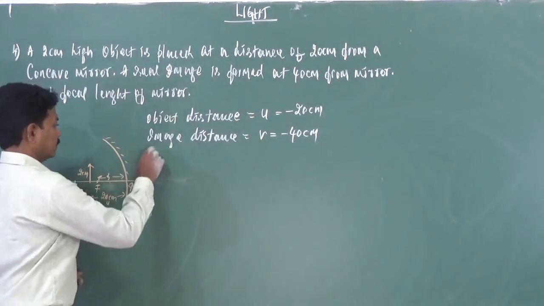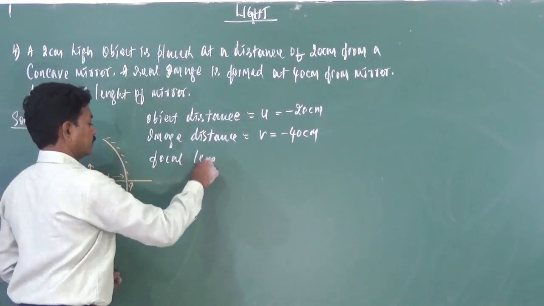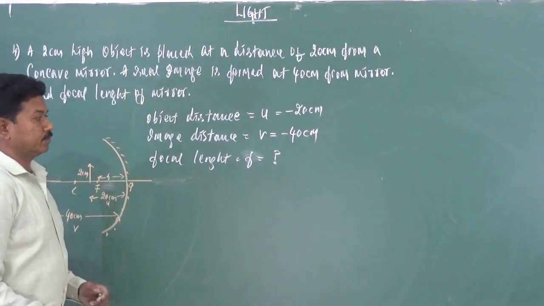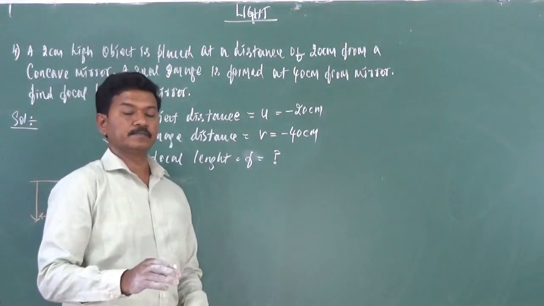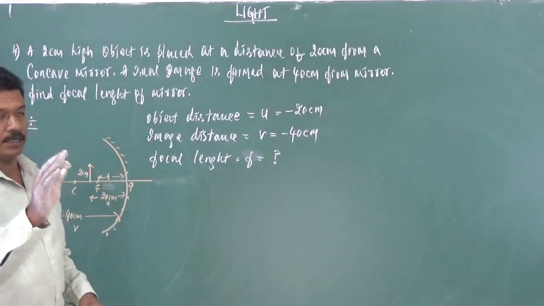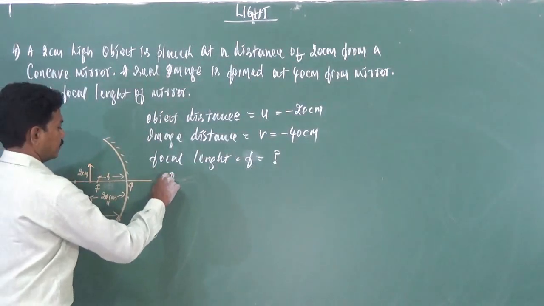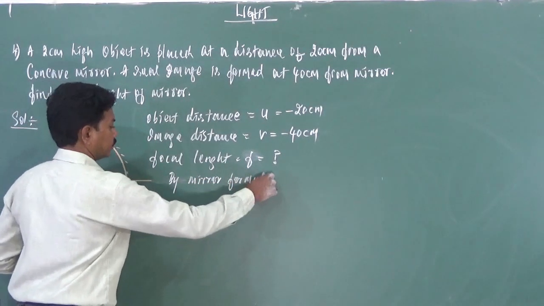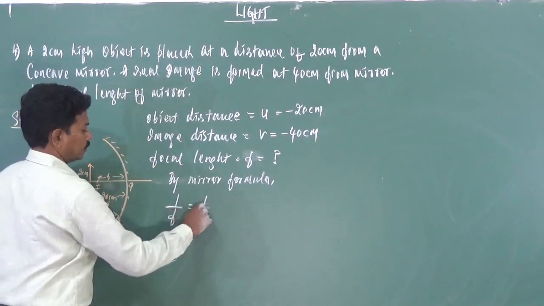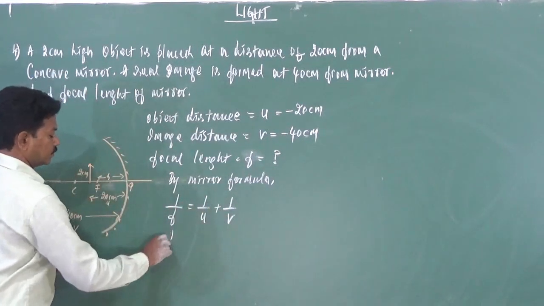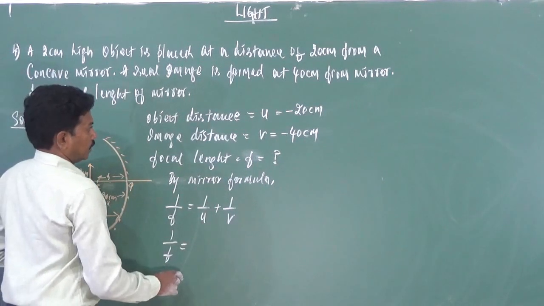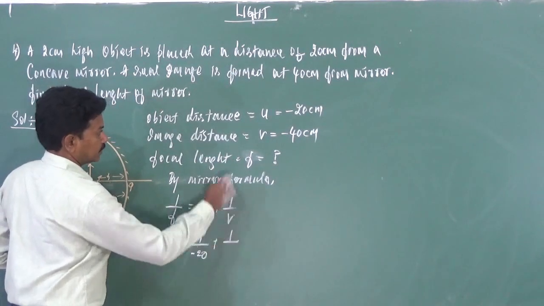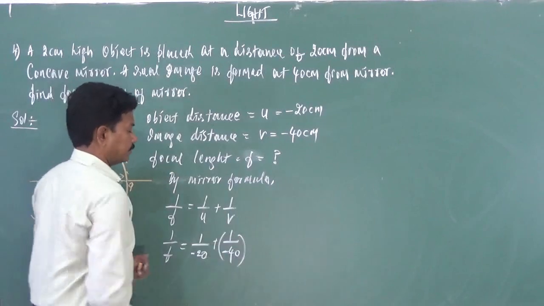So I will find the focal length. F is equal to question mark. So to my consideration, as this is a concave mirror, the focal length should be negative. The value should be 100% negative. So let's see. By mirror formula, 1 by F is equal to 1 by U plus 1 by V. So 1 by U means it is minus 20, plus V means it is minus 40. So keep it inside brackets.